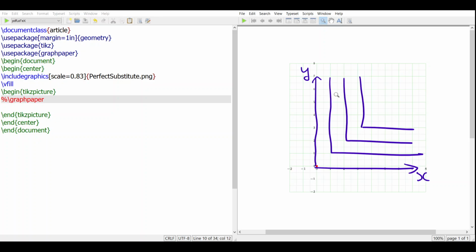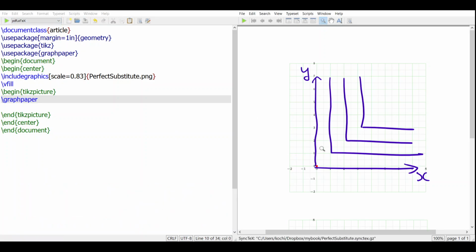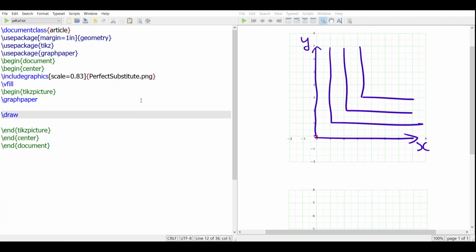So let's draw this. We first load a graph paper. You don't have to load it, but just for the convenience of our comparison. Okay, so now first draw the axis. So we draw it from 0, 0 to x-axis towards the end. Let's draw up to 7.